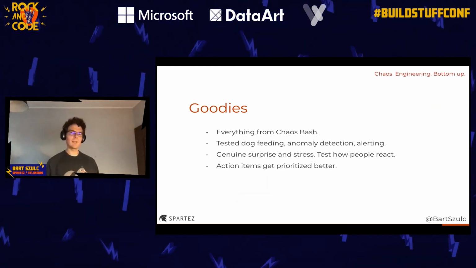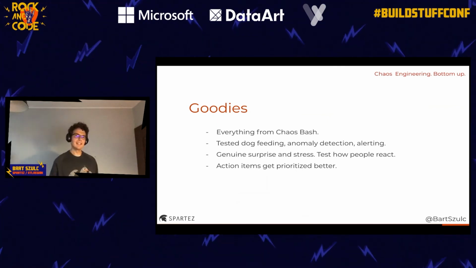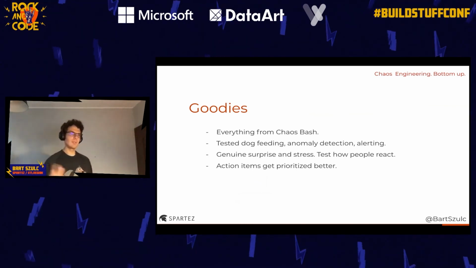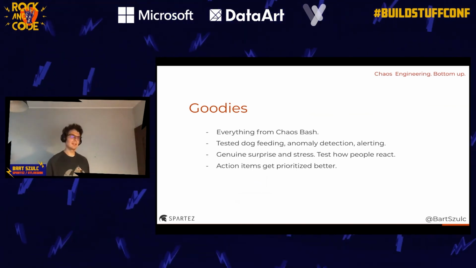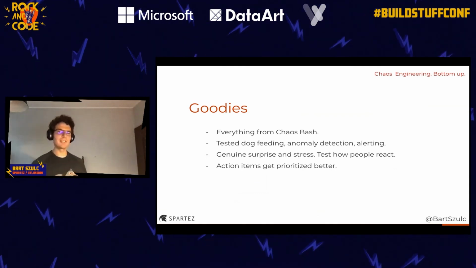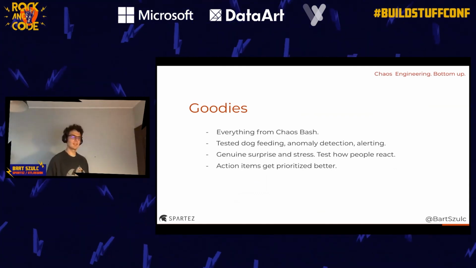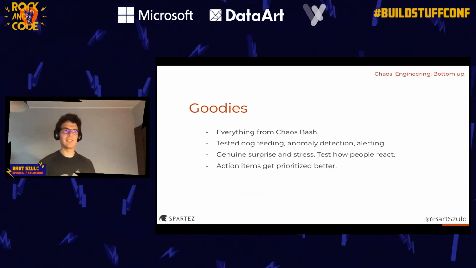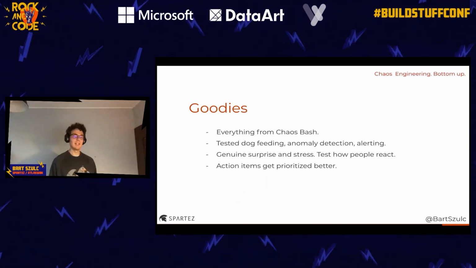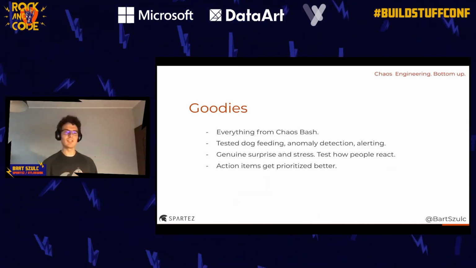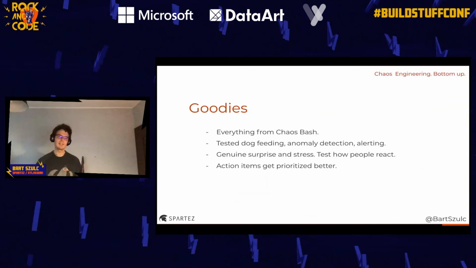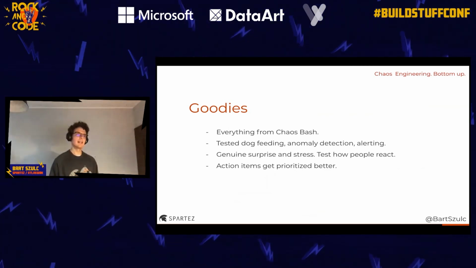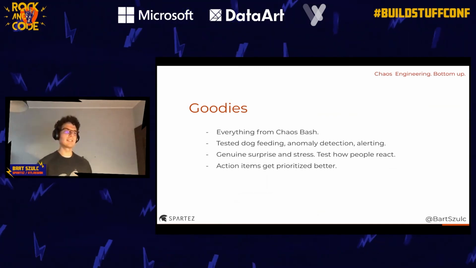Okay, the good thing about such a chaos day, I mean everything good that comes from chaos bash, but also you test your anomaly detection, you test your alerting. There is no way the blue team is going to continuously look at dashboards, so they need to rely on alerts, and you can check whether those alerts are even fired whenever something is wrong. And you also have genuine surprise and stress experienced by the blue team. And this is really what is happening in production. This is really what is happening in real life. So it also helps us prepare ourselves for real-world and real incidents.